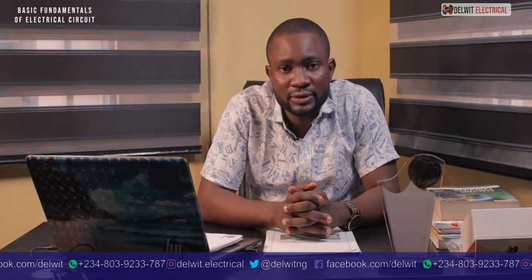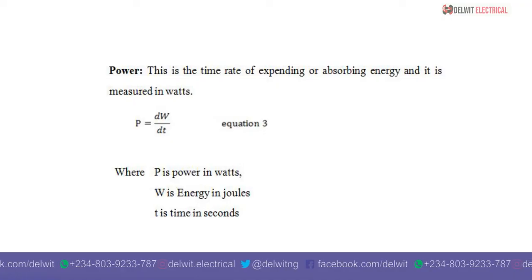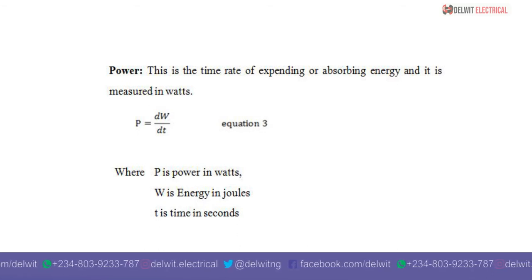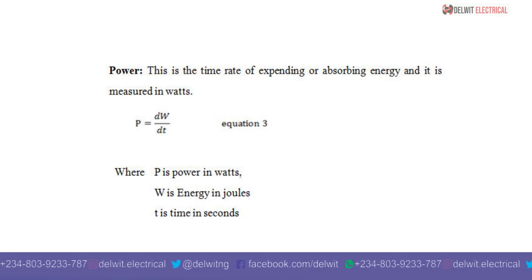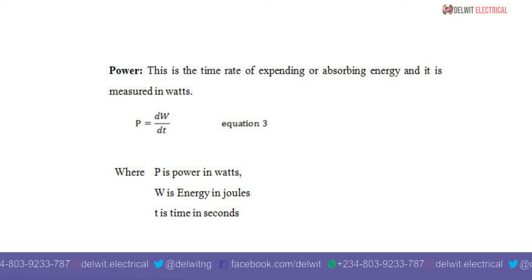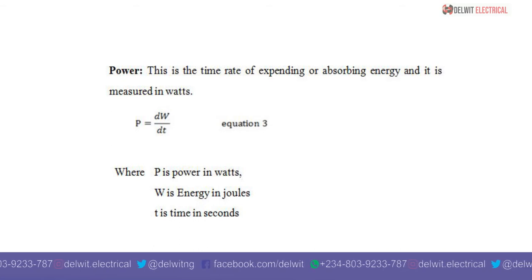But our fifth term we are going to be analyzing today is power. Power is the time rate of expending or absorbing energy, and it is usually measured in watts. That is, the general formula is P equals change in energy over time. So let's see how we're going to express our electrical quantities in terms of power. Now, when we say P is equal to W over T, P is our power, W is our energy, and T is the time, usually in seconds.